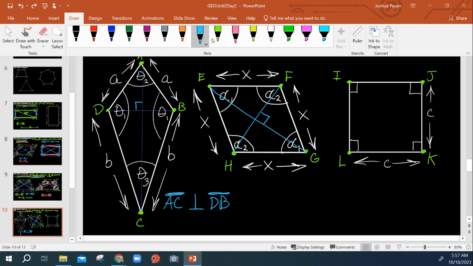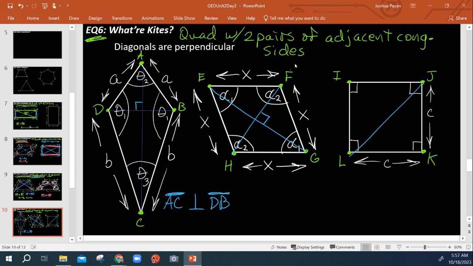Okay, and the same goes for what we see over here. This should look pretty familiar. So if I connect the diagonals, JL and IK, again, we see they will connect at a 90-degree angle. And that makes this a kite. And we obviously see that this is a square. We've got four 90-degree angles, right? And we have two pairs of adjacent congruent sides. Okay, so a square is also a kite. Okay, and we'll get into more of those particulars in another video.